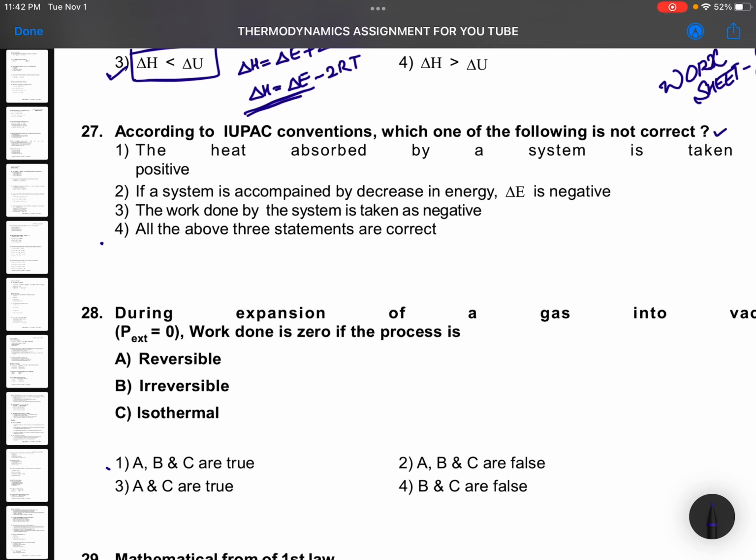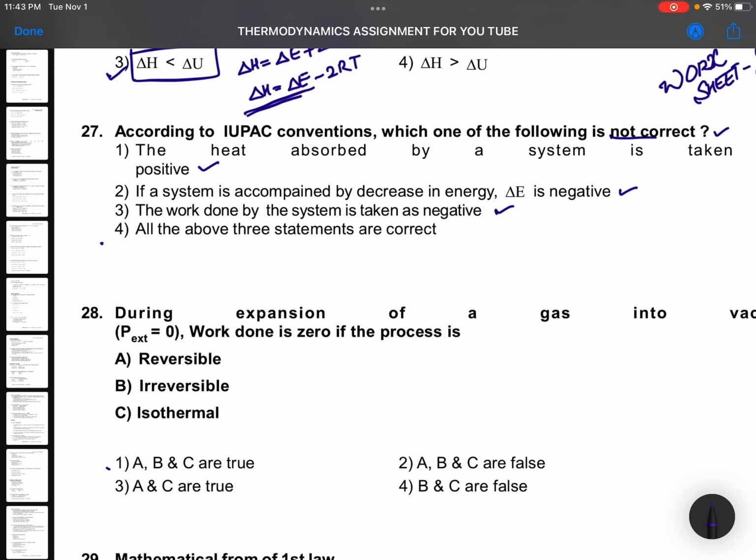According to IUPAC convention, which one of the following is not correct? He is asking about not correct. Don't confuse. The heat absorbed by a system is taken positive. Correct? Heat absorbed is always positive. If a system is accompanied by a decrease in energy, delta E is negative, right? Energy is going out, so delta E is negative. The work done by the system is taken as negative. Work done by the system is always negative.